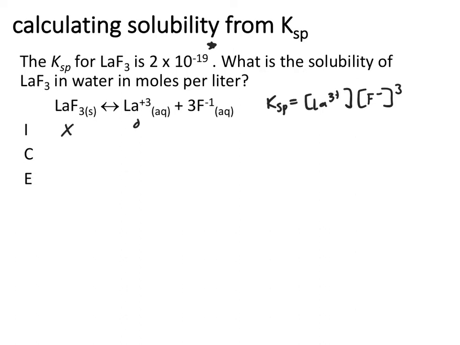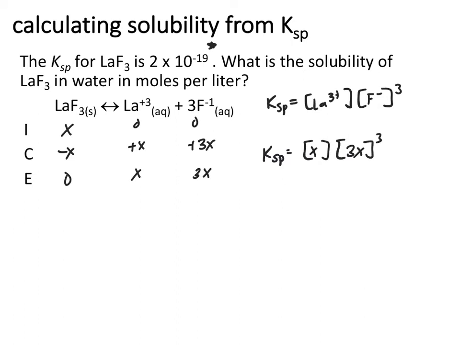So we have 0 concentrations of those ions initially, and a change of x, and then we're going to assume 0 concentration of LaF3 at equilibrium, and then obviously our following values for our La3+ and our F-. So we plug those concentrations in at equilibrium. We're going to end up with x, and then we're going to end up with (3x)^3.